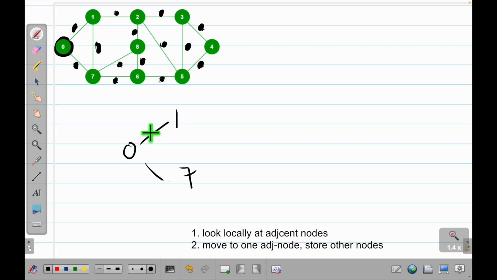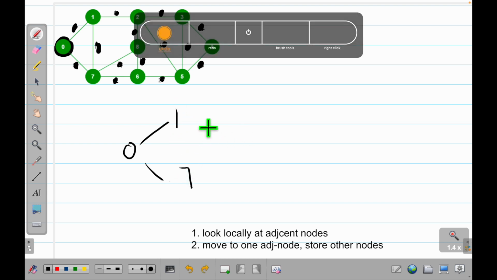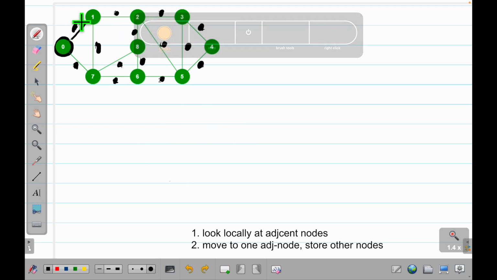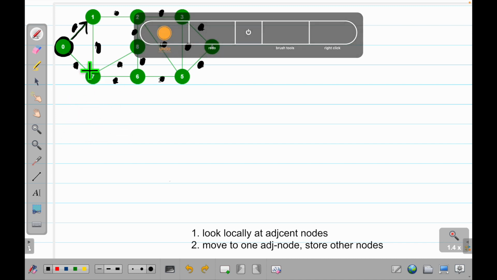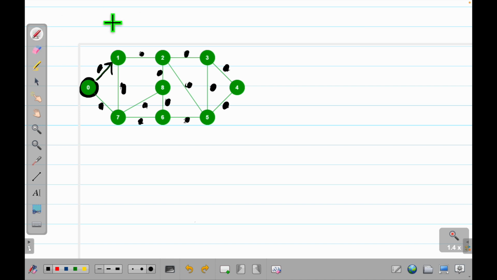So 0 only sees the subgraph of 1 and 7. So you have a choice, you can either move to 1 or you can move to 7. Let's say we follow the order that we move to the smaller number, so we go to 1. But 7 hasn't been visited, so we put 7 in a box. This box will be carried over when we move.